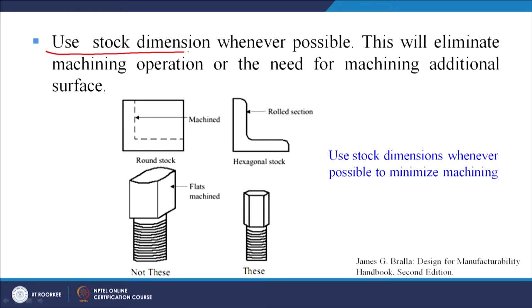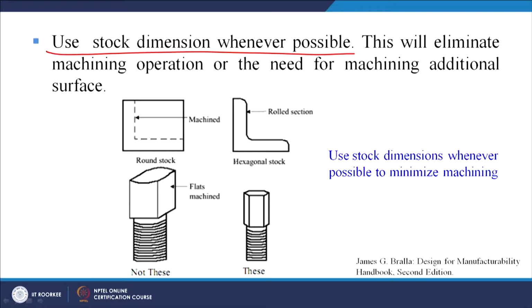So using the stock dimension whenever possible means that we must be as near to our final product as possible based on the design of the product. For example, this is the final product and some material we want to remove. So we must not take a stock like this and then try to remove the material as specified here. If possible, we must go for the rolled section, and if surface finish is required, we can do minor or less material removal and we will get our final product.